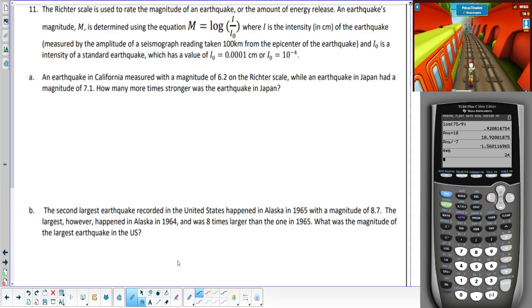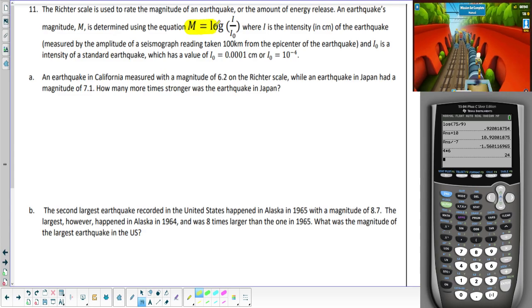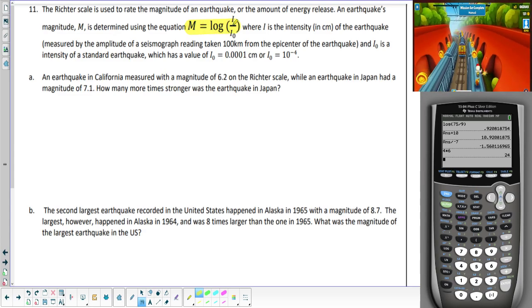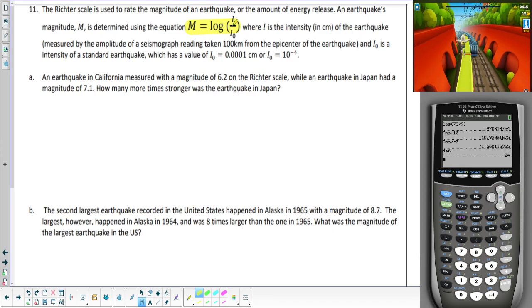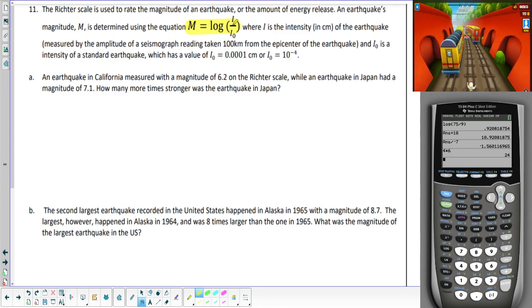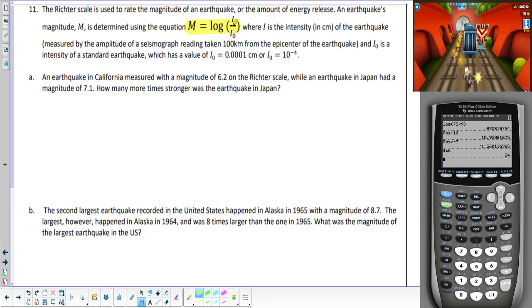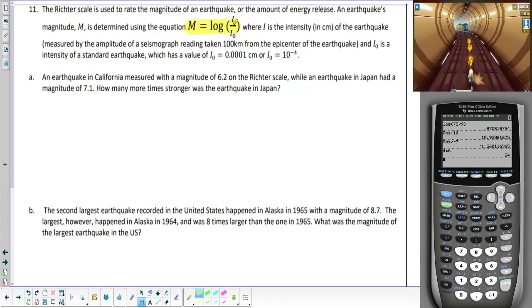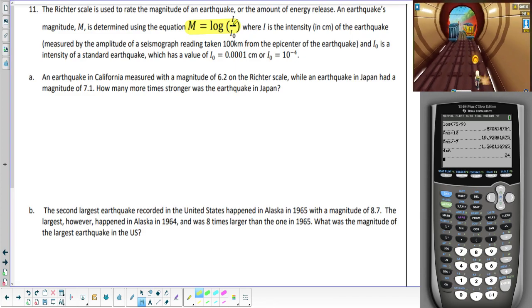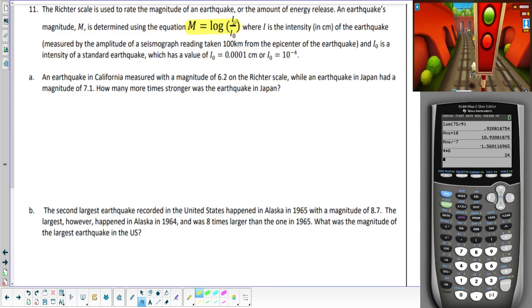This equation right here is the important one. It is the equation of how they measure the magnitude of an earthquake, okay? So the magnitude of an earthquake is a relative scale, kind of like decibels of sound. It's not linear. It's, in fact, a log scale or exponential. So the larger the number gets, it's getting magnitudes, pun not intended, larger than a smaller earthquake, right?